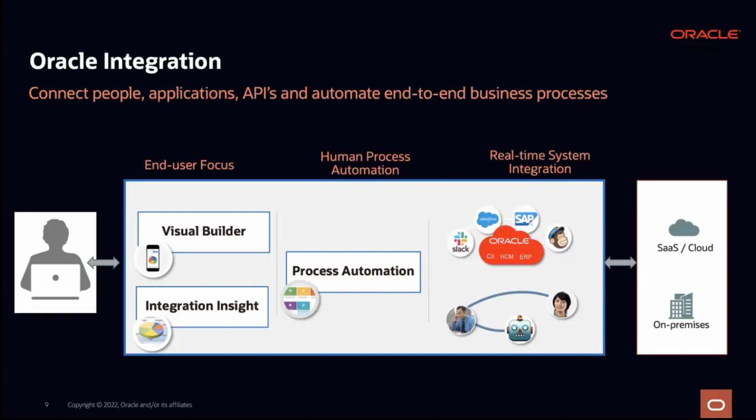And also OIC can connect to SaaS apps and cloud apps, of course. It's a cloud-based solution, but it can also connect to on-premise apps and on-premise systems through the use of a connectivity agent. So whether it's cloud to cloud or cloud to ground, both patterns are supported here.